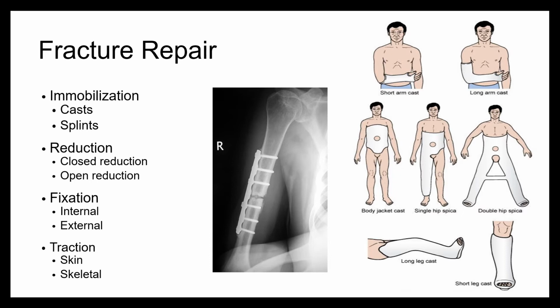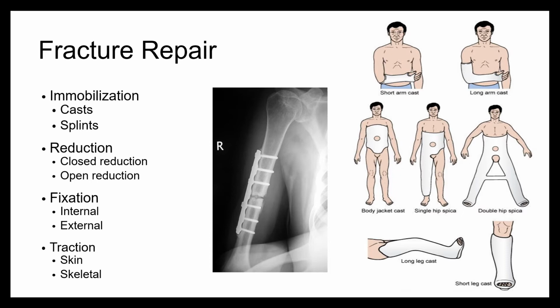Another term for closed reduction is manipulation. One of the most common examples of a closed reduction that you might be able to associate with is if you've ever seen somebody with a broken nose, whether in real life or in a movie, the physician would take the nose and place their hands on either side of the nose and basically pop it back into place. They're realigning the broken nose. That would be an example of a closed reduction.